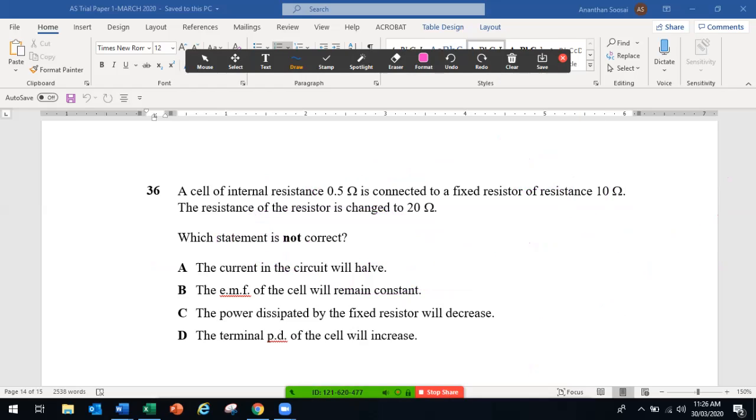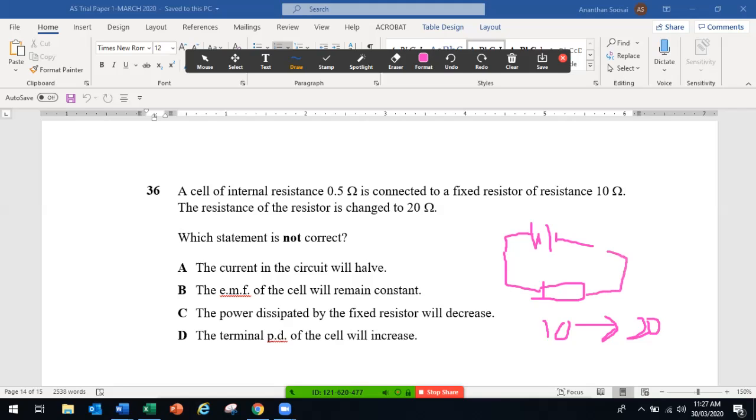Okay, 36. A cell of internal resistance 0.5 kilo ohm is connected to a fixed resistor of 10 ohm. The resistance of the resistor is changed to 20 ohm. Which statement is correct? Also, you have the cell with the internal resistance. The external resistance was increased. The 10 becomes 20.